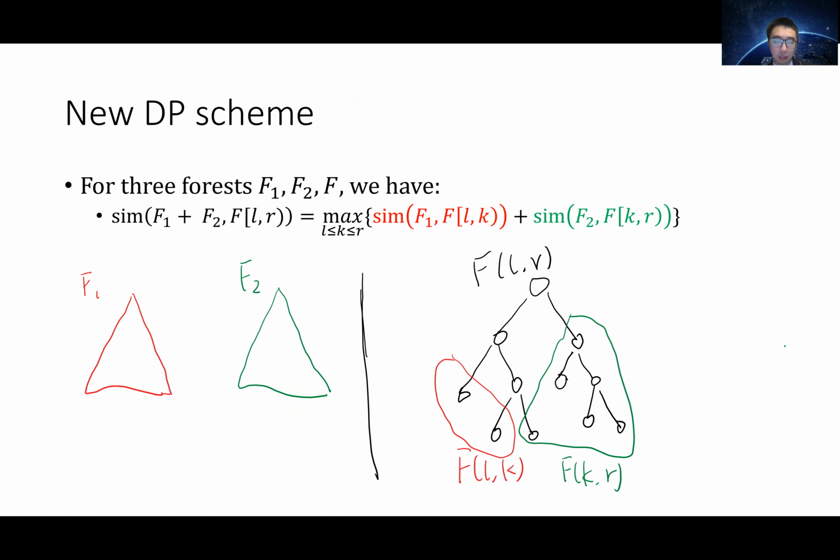It turns out that this is equal to the maximum over all the indices K in L to R of the similarity between F1 and F of the interval L to K, which is the red part, plus the green part, which is the similarity between F2 and F of the interval K to R. And I have given a visualization of how this DP scheme works. Basically, it enumerates all the possible ways we can match the red part and the green part by letting K be all the indices between L to R.